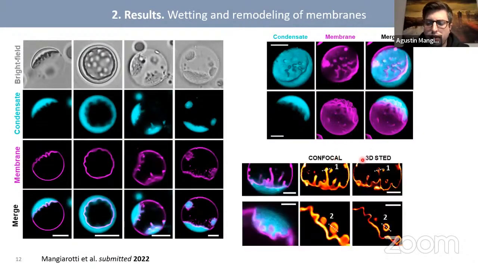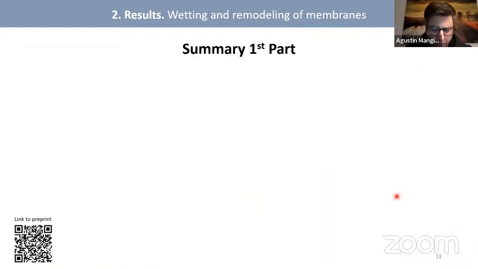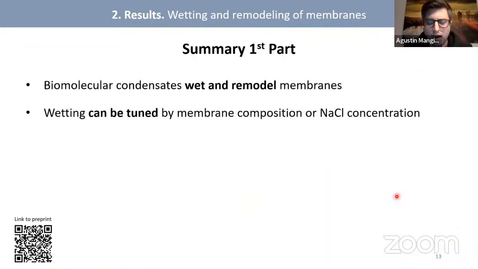And by using 3D STED, you can remove out of focus light and really see that these structures are tubes, for example, and you can quantify their dimensions. So these are previous results, and this is a manuscript that we have already submitted. So we learned that the condensate can wet the membranes, and you can tune this wetting by changing the sodium chloride concentration or also by changing the membrane composition. I didn't show that.